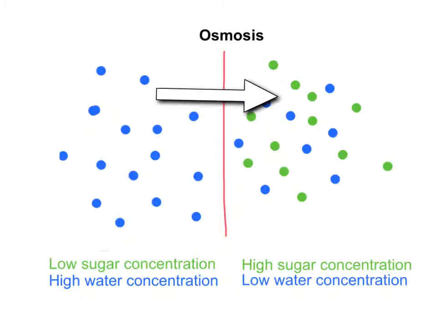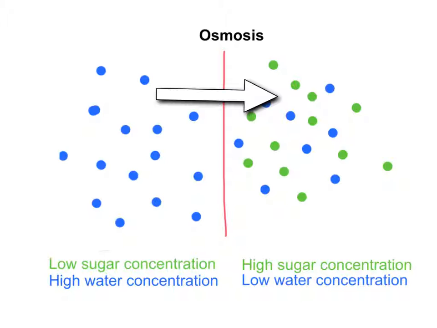Okay, osmosis. Osmosis is the passive movement of water molecules across a partially permeable membrane from a region of lower solute concentration to a region of higher solute concentration. So in this diagram, I represented the water molecules with blue dots and the sugar concentration molecules with green dots. On the left-hand side, there is a low sugar concentration, there's no green dots, and there's a high water concentration, there's a lot of blue dots. On the right-hand side, I demonstrated a high sugar concentration with a lot of green dots and a low water concentration with a small amount of blue dots.